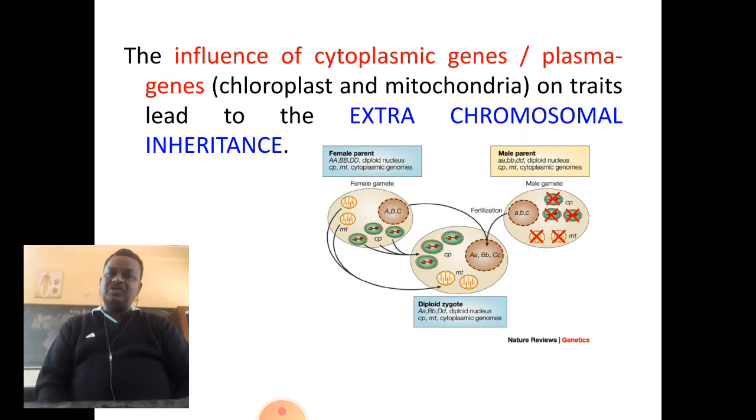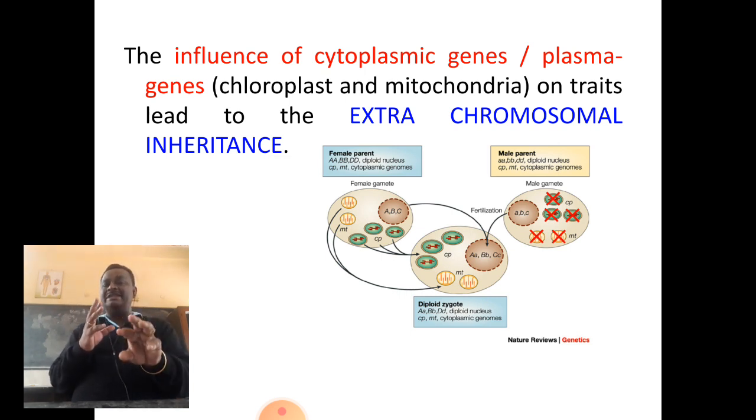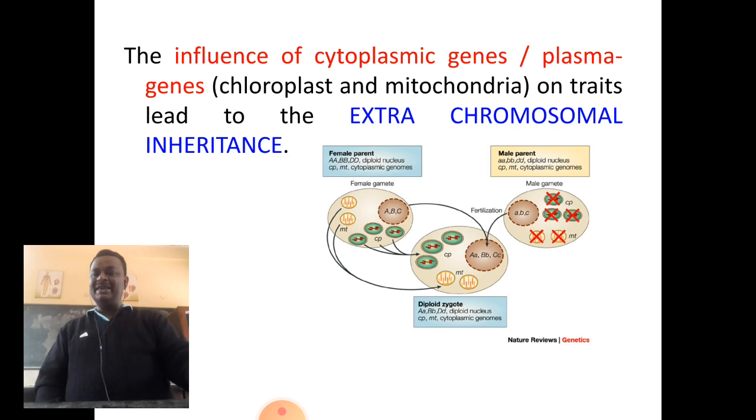So, this process of plasma genes influencing a particular trait of the child or the children is generally referred to as extra chromosomal inheritance. In other words, the mother's cytoplasmic genes will influence the characters of the child directly. So, the character of the mother will be passed into the child through the cytoplasmic genes. This is called extra chromosomal inheritance.